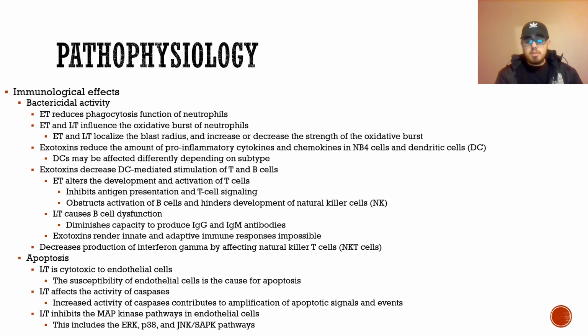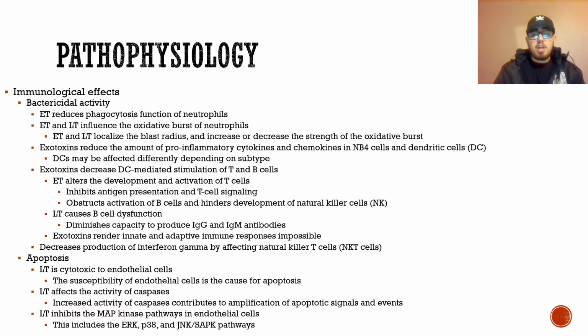Now, for dendritic cells, they may be affected differently depending on the subtype. So depending on where it comes from, the site of exposure, they will be affected and used in different ways. Exotoxins decrease dendritic cell-mediated stimulation of T and B cells. And T and B cells are very important when it comes to the innate and adaptive immune system. Specifically, edema toxin alters the development and activation of T cells. Now, this is important when it comes to B cell activation, and when they're deactivated by edema toxin and their development is interfered with, that will actually inhibit antigen presentation and T cell signaling, which will then obstruct activation of B cells and hinder development of natural killer cells, which help to fight infections.